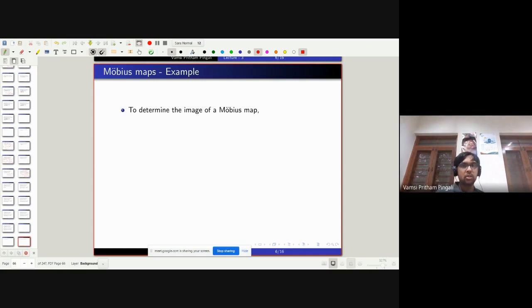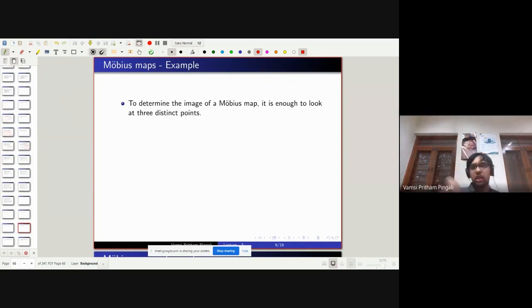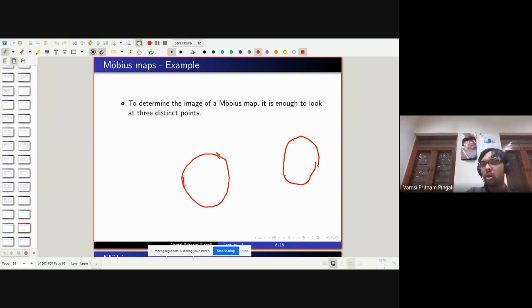So to determine the image of a Mobius map, it is enough to look at 3 distinct points. Okay. So what does that mean? In what sense? Suppose I take these 3 points. Let's say they all lie on a circle. They do not obviously lie on a line. So if I want to determine what a Mobius map looks like, if I determine where these 3 points go, that is, suppose for the sake of argument, I know that these 3 points go to 3 other points that lie on some other circle, there is a unique map that goes from here to here. So on paper, I can determine where every other point goes. Okay. But this is too vague. We'll just have to see what this means more concretely.